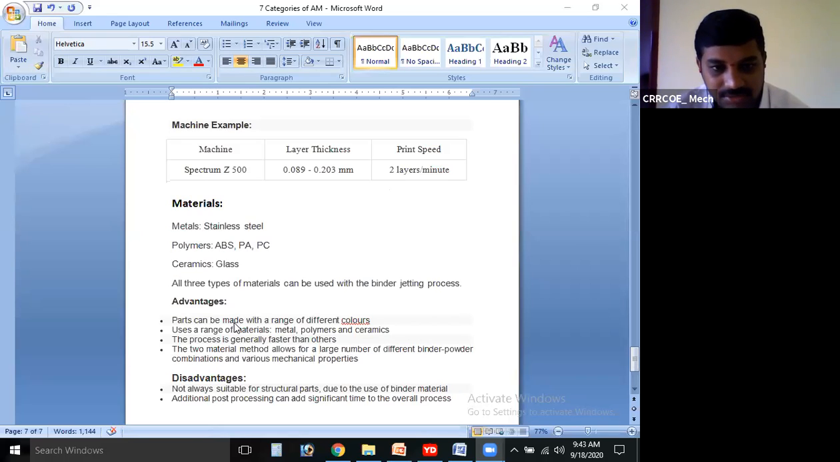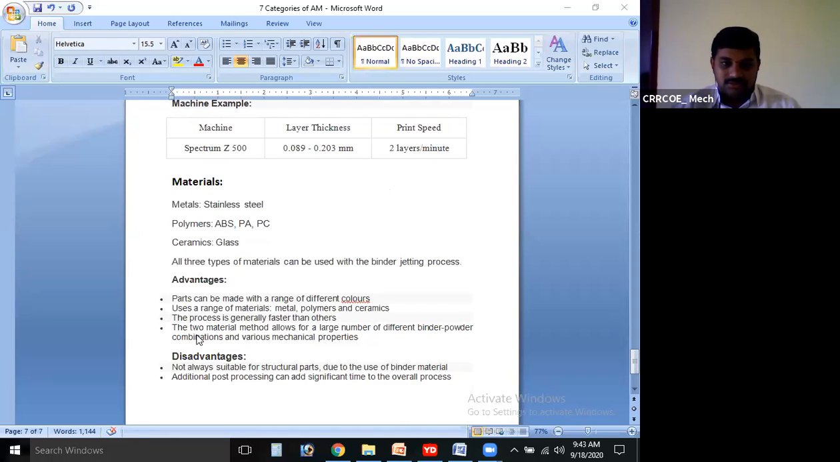All these three types of materials can be used, so it has more advantage in terms of materials. We can use metals, polymers, and ceramics. These are all additional advantages for part building.